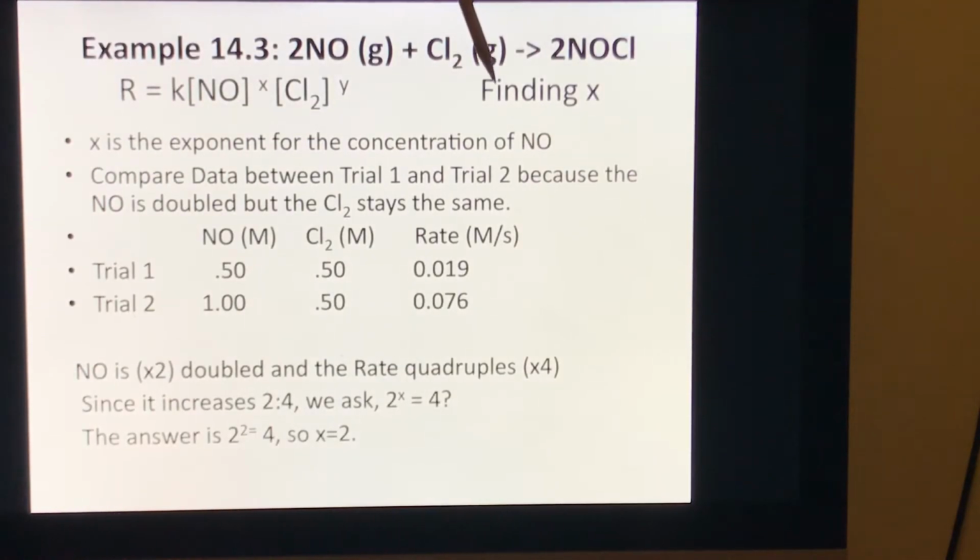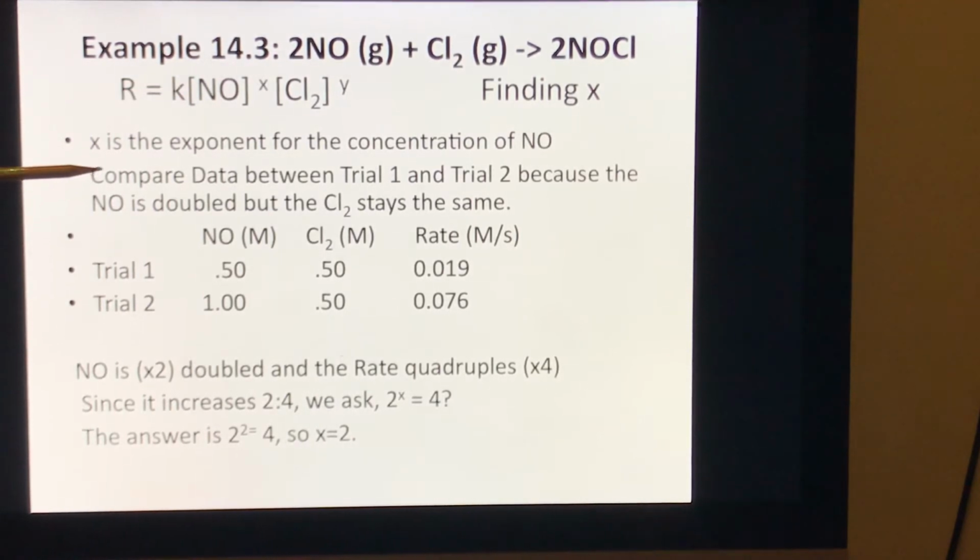So for our first one, we'll be finding X. Here is just a review of exactly what the equation was that we're working with. And you can see here we've plugged in the two reactants into our rate equation formula. Now first solving for X, X is the exponent that's correlated to the concentration of the nitrogen monoxide.